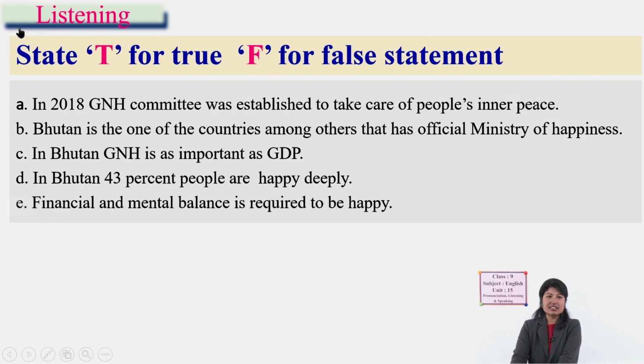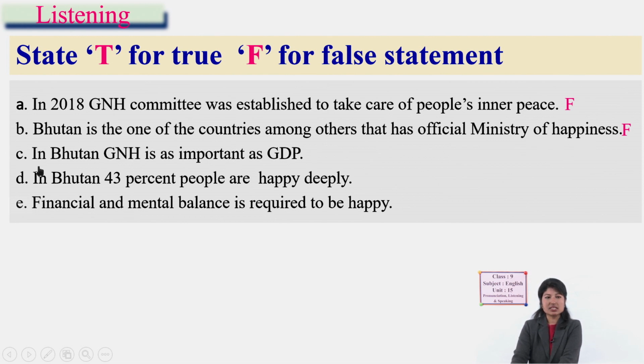Alright, then state true or false. Number A is false because the year is different, 2008. The answer is 2008, right? Number B is again false because Bhutan is the only country, not one of the countries, where there is an official Ministry of Happiness.